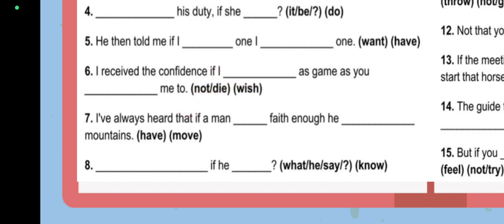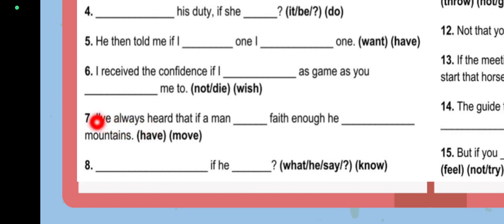So we use "if I" plus an auxiliary. "If I won't die." No, I can't say won't, because you have simple past. In past simple negative form, we use didn't. Don't forget that. "If I didn't die as a game, as you wouldn't wish." You got it. If I didn't die.